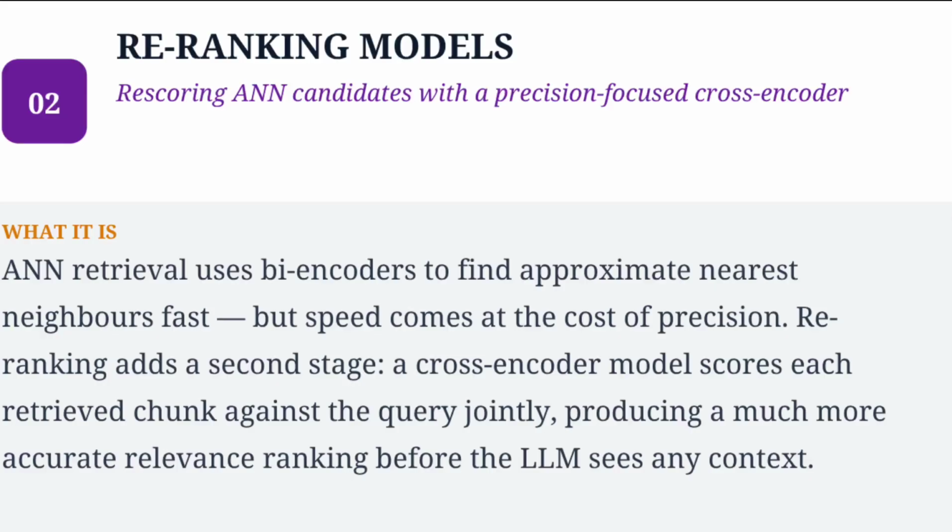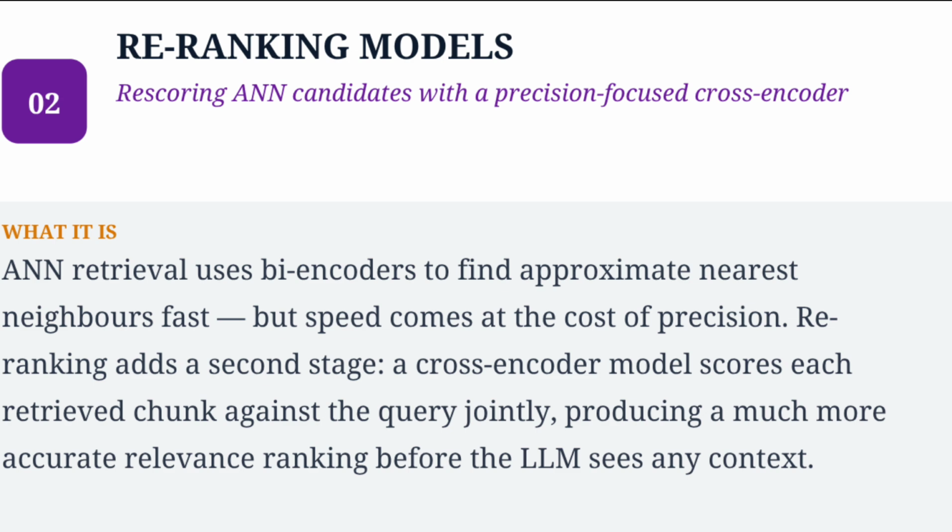Second technique is re-ranking. Okay, here is where things get interesting. You have done your ANN search, approximate nearest neighbor search. You get back the top 50 chunks. You are roughly right, but roughly isn't good enough.